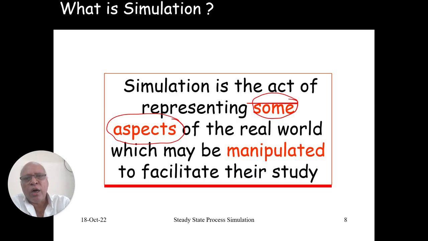Now, what do you mean by simulation? Probably it may not be exactly clear from this statement. We will try to discuss further. What do you mean by this simulation?